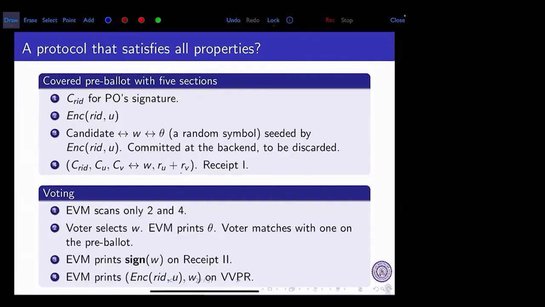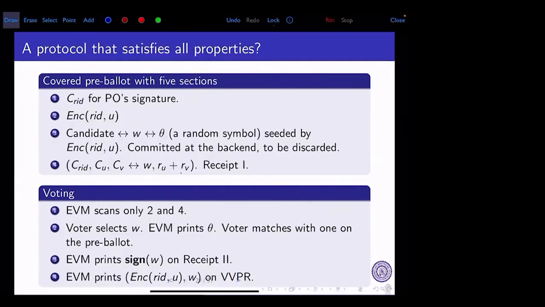Think of it from the voter's perspective. There is a lot of backend cryptography going on, but what does the voter have to do? The voter has to just take the ballot, enter the polling booth, look up the number W against the candidate, and press that button on the EVM. The EVM will print an emoticon, which the voter has to match against the ballot, agree or disagree. That is all the obligation on the voter.